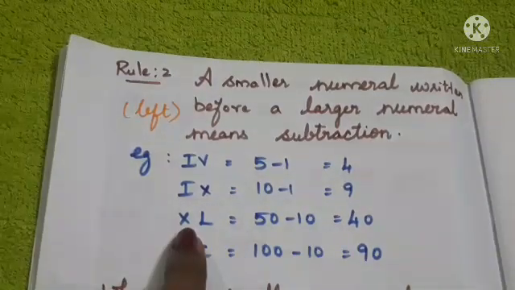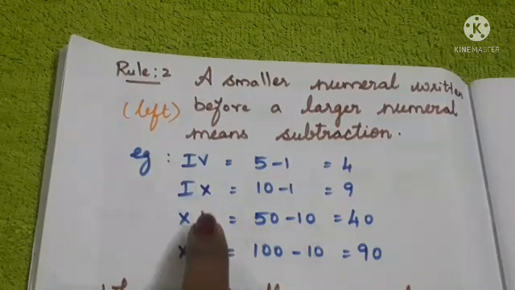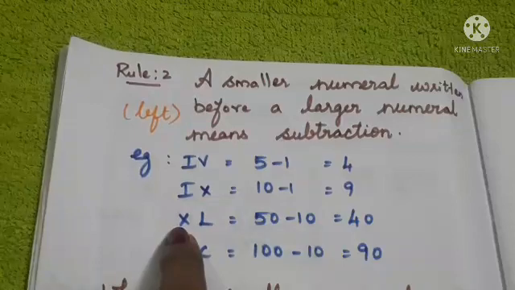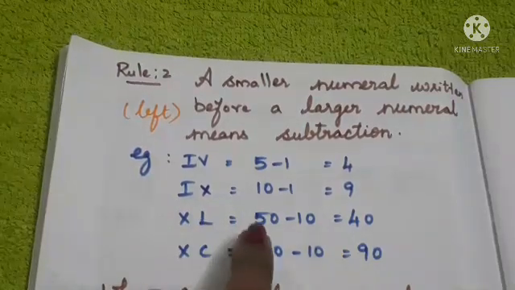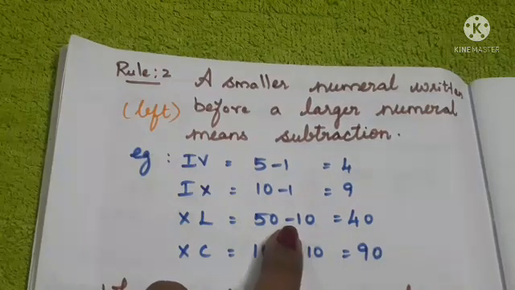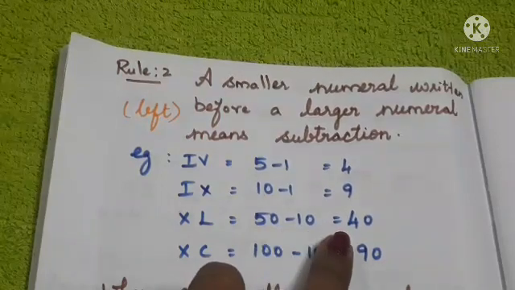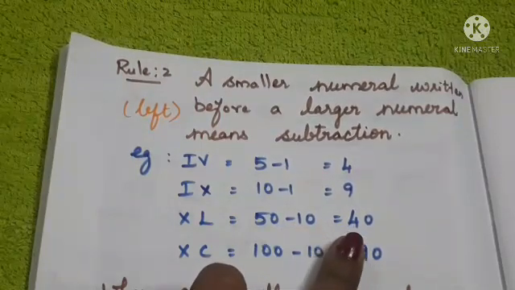Look at next one, XL. So here L is a larger numeral. At the left side of the L we have the X. So first we have to write the L means 50 and next you have to put the minus symbol, subtraction symbol. Okay, minus X means 10. Okay, 50 minus 10, what will you get? Yes, you will get 40.